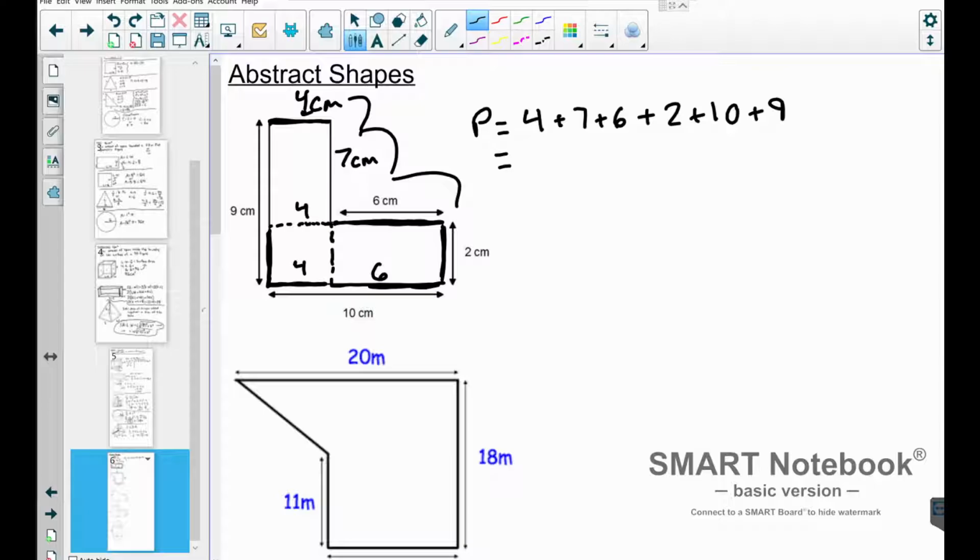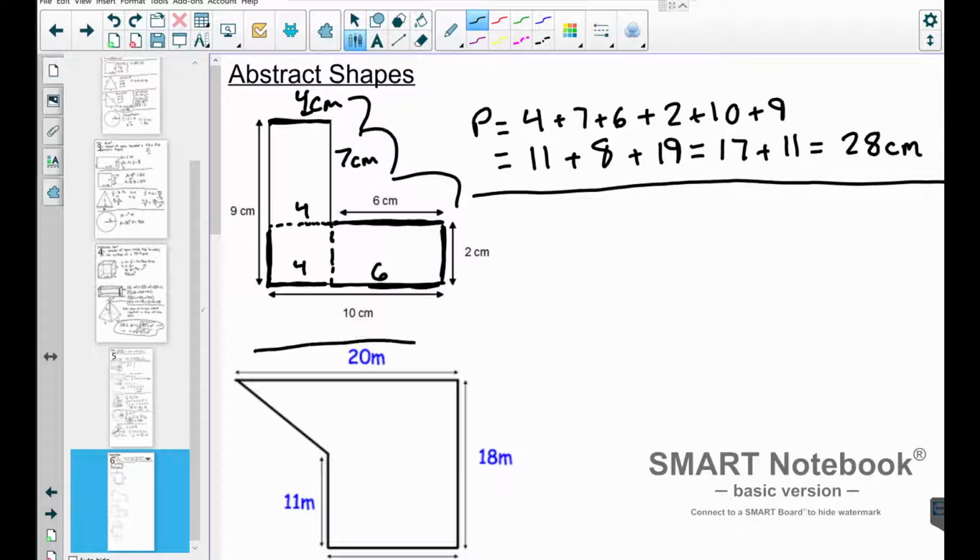So we can do what I like to do when adding up long strings like this, so just pair it up. So 4 plus 7 is 11, plus 6 plus 2 is 8, plus 10 plus 9 is 19. Then we can just add up. Well, 19 plus 8 is 27, plus that 11 we have left over. We can add those together and we get 38 as our perimeter. Remember, that is in centimeters.